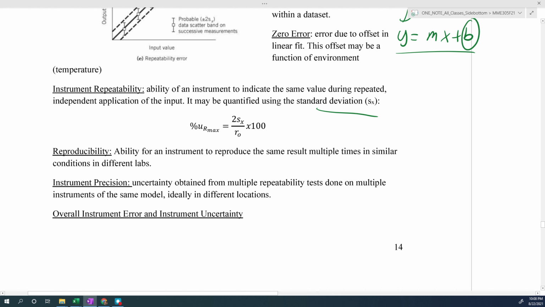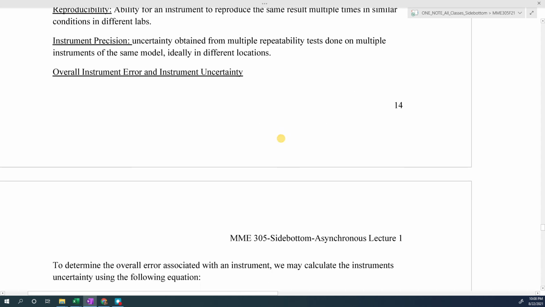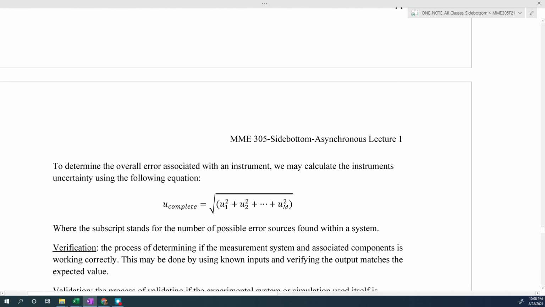Overall, instrument error and instrument uncertainty can be calculated by using the following equation. You combine all the different errors that we had above, like linearity error, sensitivity error, and zero error. You could put them all into this equation to calculate the total uncertainty of the measurement.